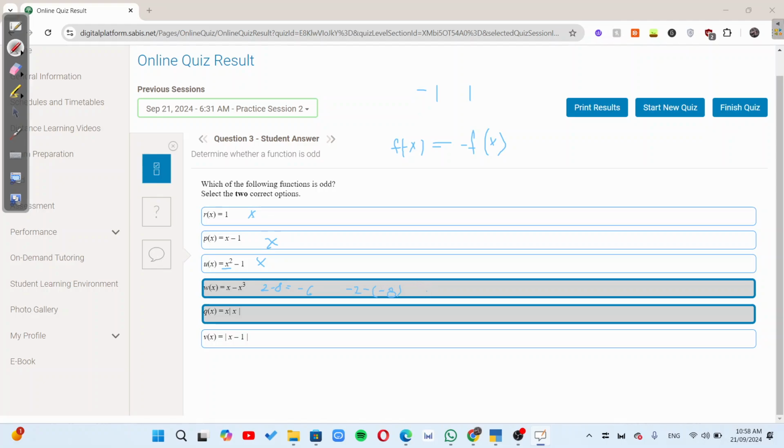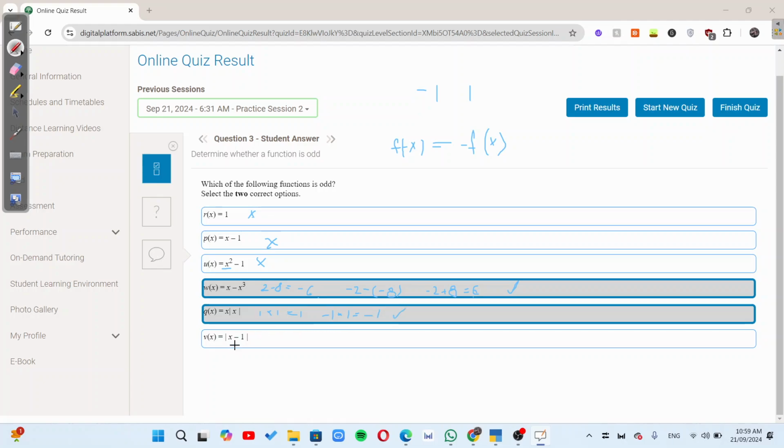So negative 2 plus 8 equals 6. Oops. So see, 6 and negative 6 are the same number yet opposite signs, which makes it correct. Here the same. Let's put 1. 1 times 1 gives you 1. Negative 1 times 1 gives you negative 1. Same number, different sign, so correct.